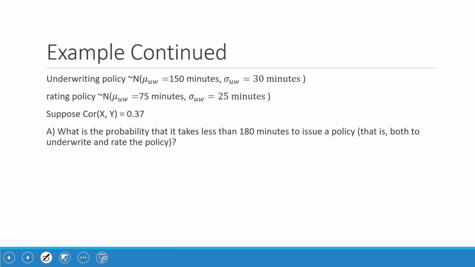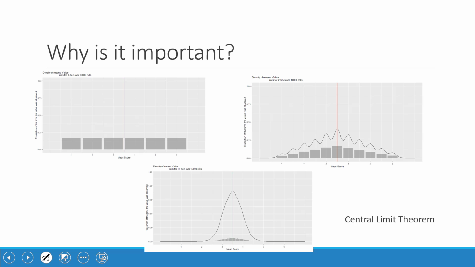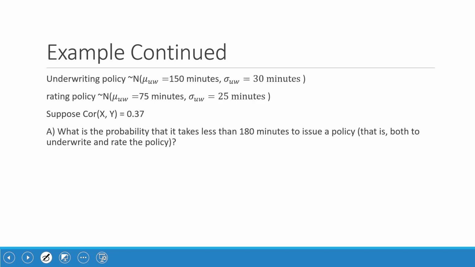So using that information, we have the example here. I will not solve the problem for you here, but I'll give you a chance to solve it. There are answers in the slides, so if you want to double check your work, I'm happy to talk about it if you get stuck. Now, the normal distribution is an important distribution, but why?